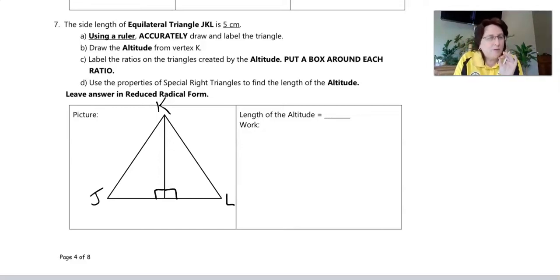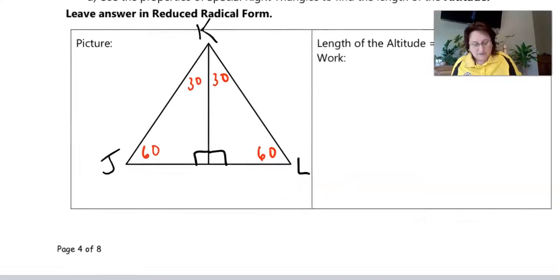Now, you guys remember, I said in an equilateral triangle, whenever we draw in the altitude, what kind of triangles does that create again? Hopefully you remembered that I said that it creates 2 30, 60, 90 triangles. And by the way, this is on the front page of your notes, isn't it? So right here, now, we're going to label the ratios on the triangles created by the altitude, and we're going to put a box around each of the ratios. And then we're going to use the properties of the 30, 60, 90 triangle to solve for the length of the altitude. All right, so I'm going to help you guys get set up here.